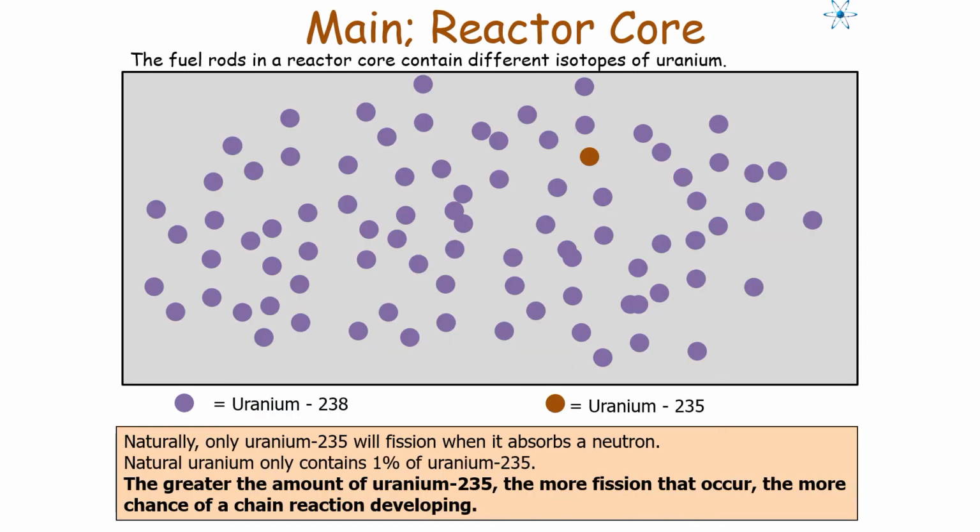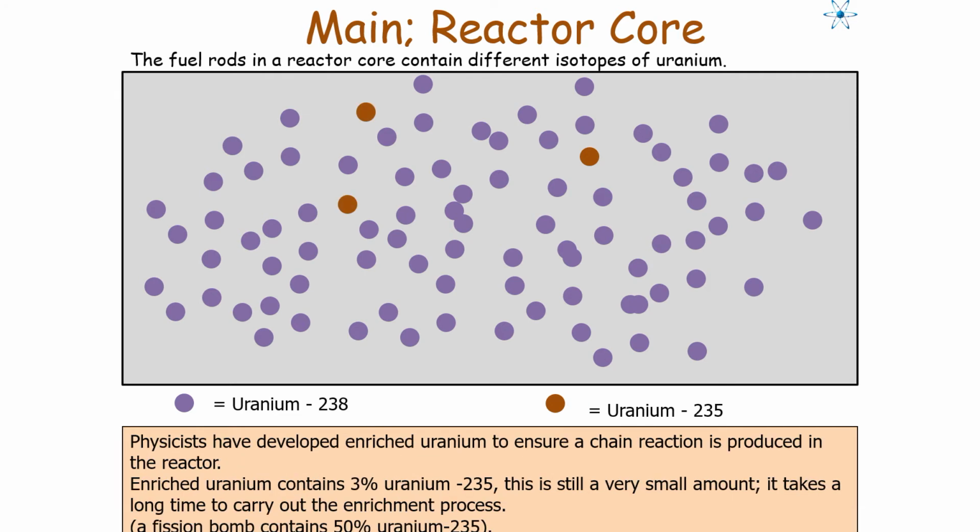Now like we said before in the lesson, the fuel rods in the reactor core contain 2 different isotopes of uranium. Naturally, only uranium-235 will fission when it absorbs a neutron. Uranium-238 will not fission when it absorbs a neutron. Natural uranium found in the ground only contains 1% of uranium-235. So the greater the amount of uranium-235, the more fission that will occur, the more chance of a chain reaction development.